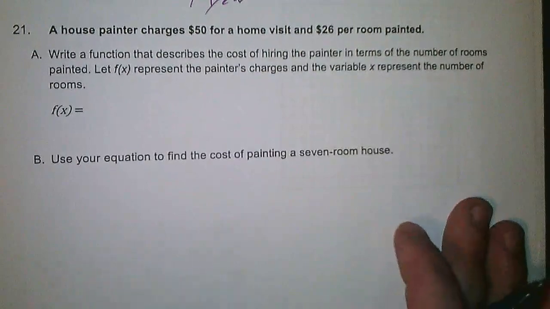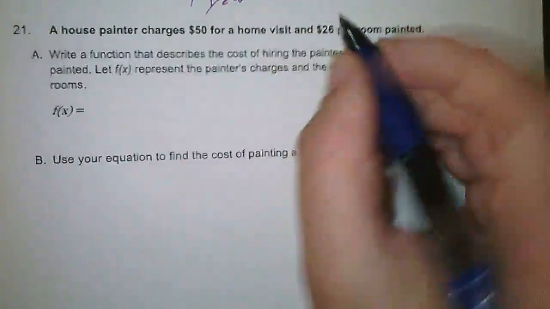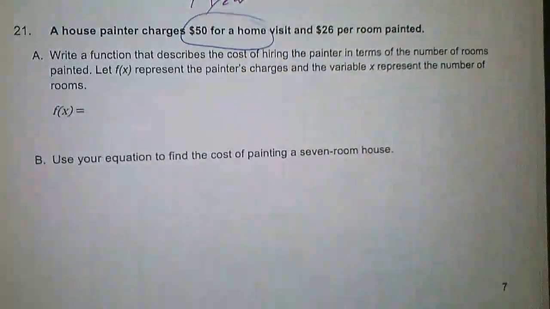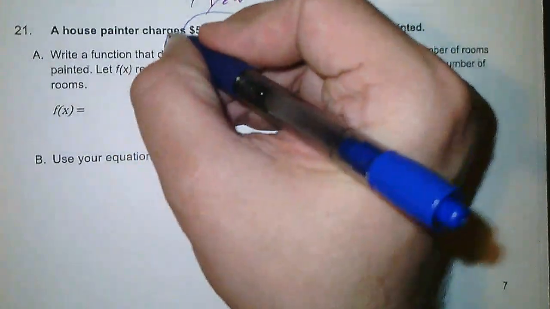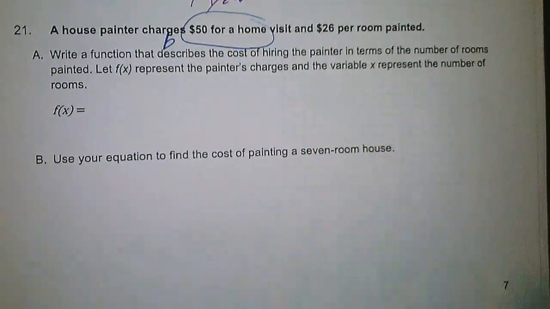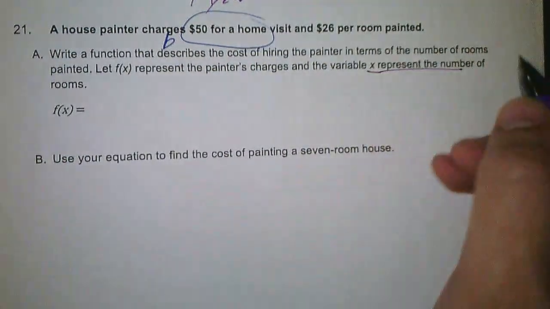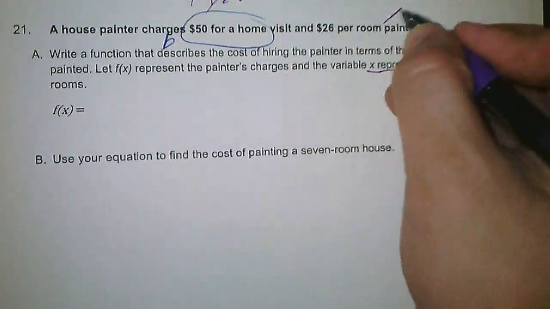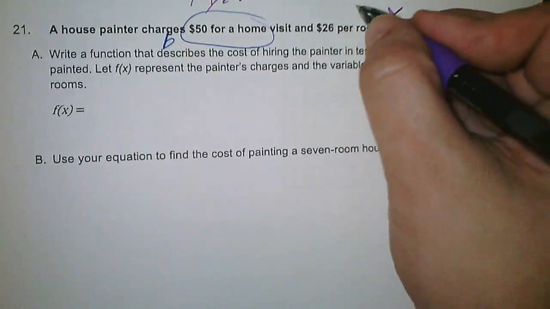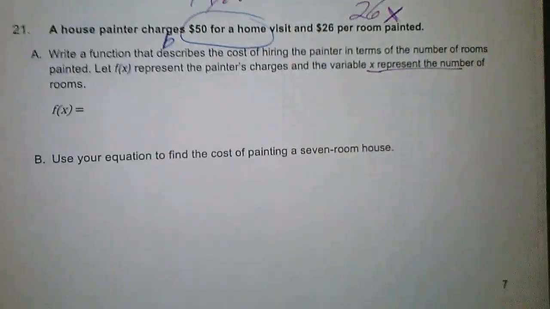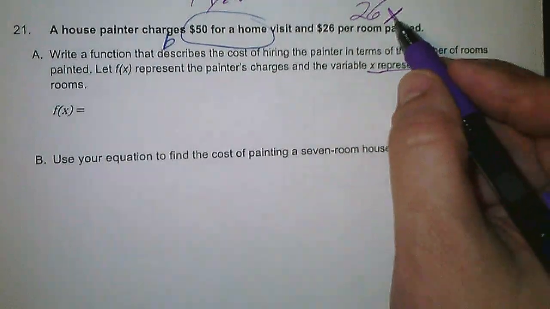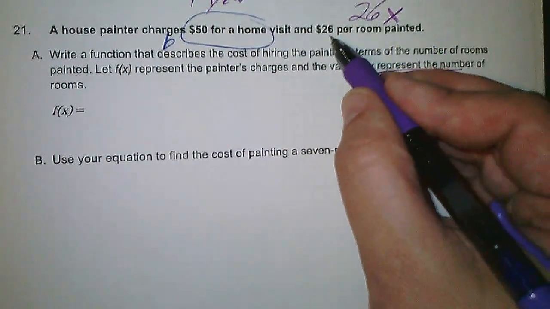So, in these word problems, there is a one-time fee. That's basically the y-intercept, the b value. And then you have, well, it tells us that x is the number of rooms painted. And $26 per room means 26x. So make sure you pair the x with the right value.